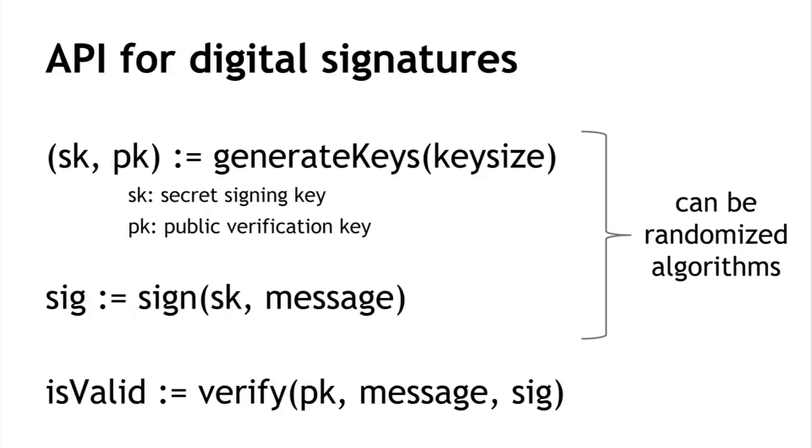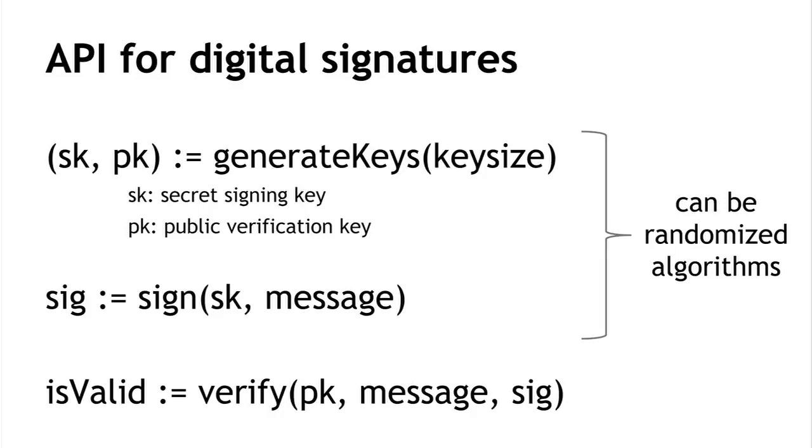The second operation is the sign operation. In the sign operation, you take your secret signing key and some message that you want to put your signature on, and it returns SIG, which is a signature. It's just some string of bits that represents your signature. And then the third operation is verify, which takes something that claims to be a valid signature and verifies that it's correct. It takes the public key of the signer, the message that the signature is supposedly on, and the supposed signature. And it just says yes or no: is this a valid signature? These three algorithms constitute a signature scheme.